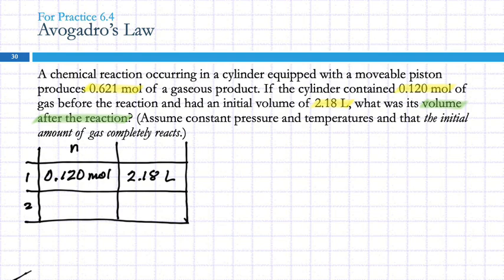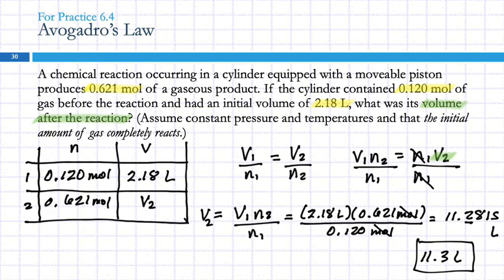This column is N for moles of gas, and this column is V for volume. So it started with this, and then it produced this much gas. So that is the moles of gas. So 11.3 liters is the answer.